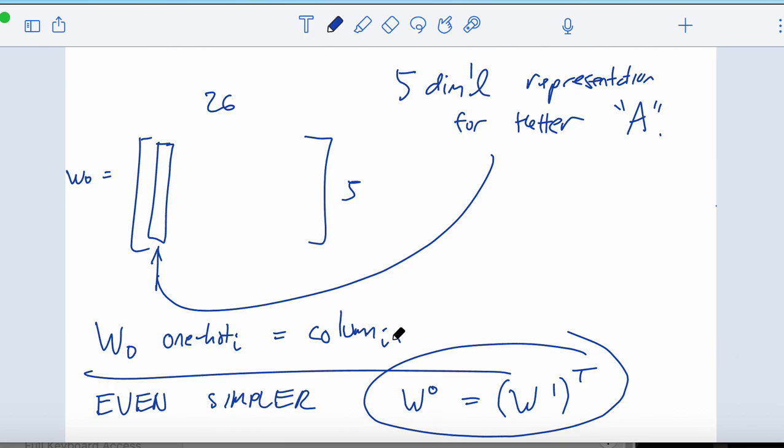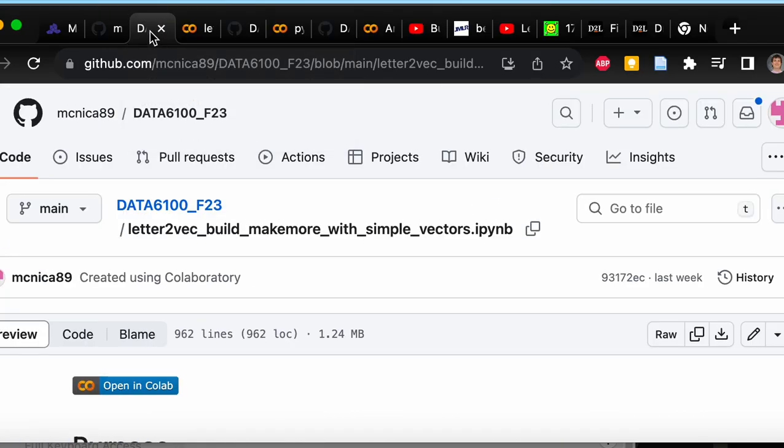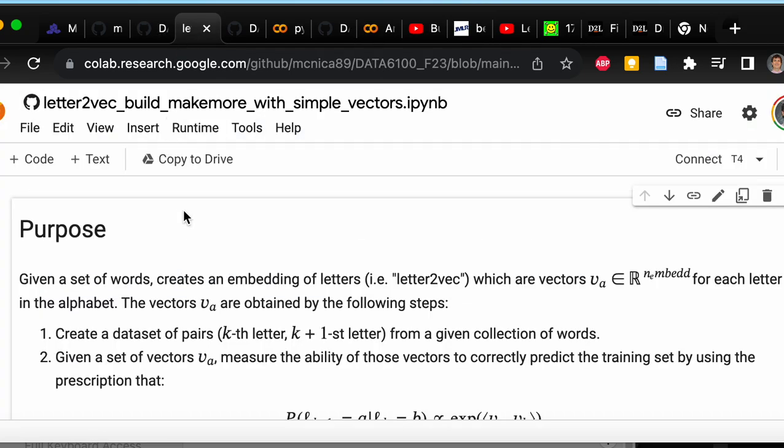Okay, let's see it in action. This is called, I made this thing just for you guys, Letter2Vec. It is built off of the Make More series of videos that I talked about before, and I linked in the things to watch. So you have a vector embedding for each letter, VA, and if you stacked all the vectors together, you would get the thing I called the matrix W0.